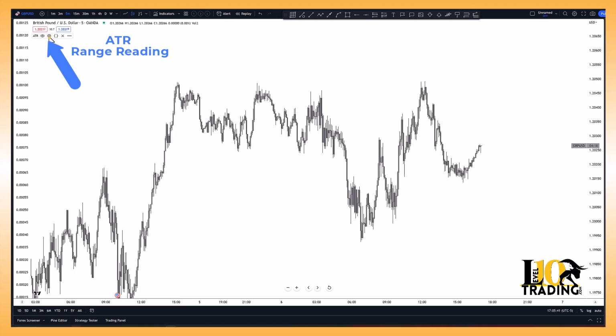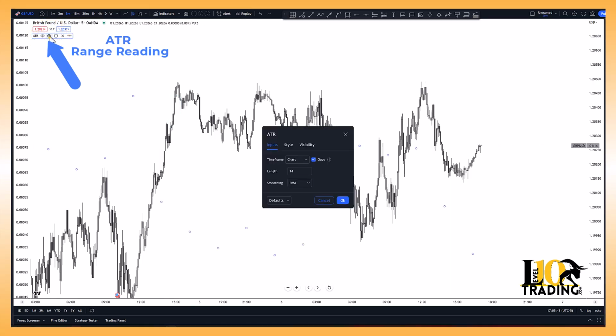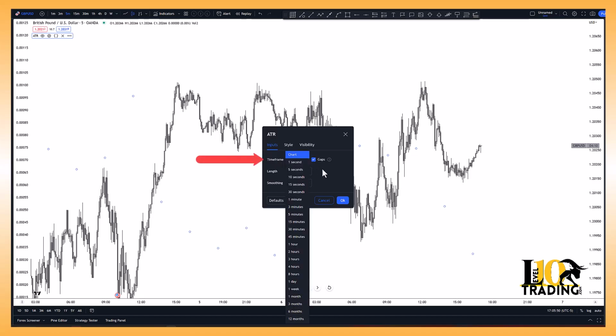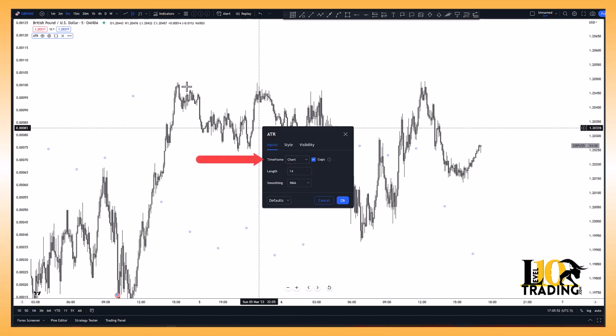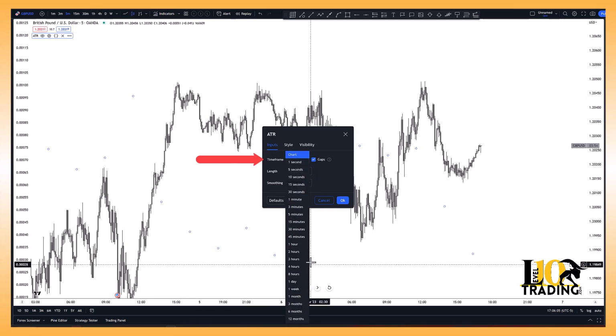Now you can also customize the ATR by going back to this settings button, to your gear button, and you do have the time frame, which again, if you have it on chart, it's just going to be on whatever time frame that you're on at the moment. It's going to track to that exact average number of pip movements.